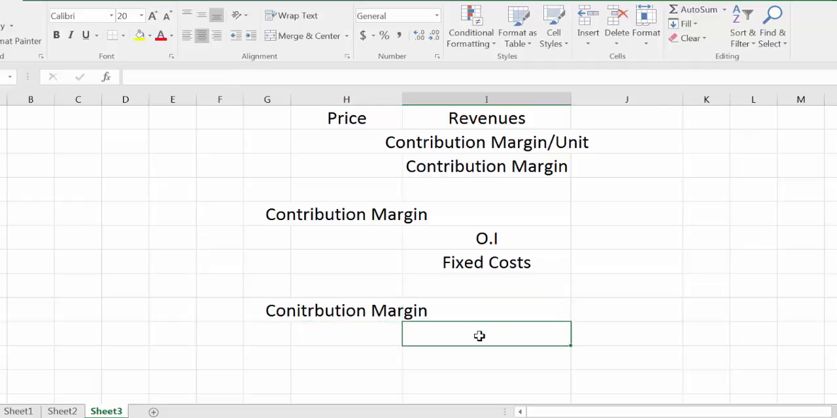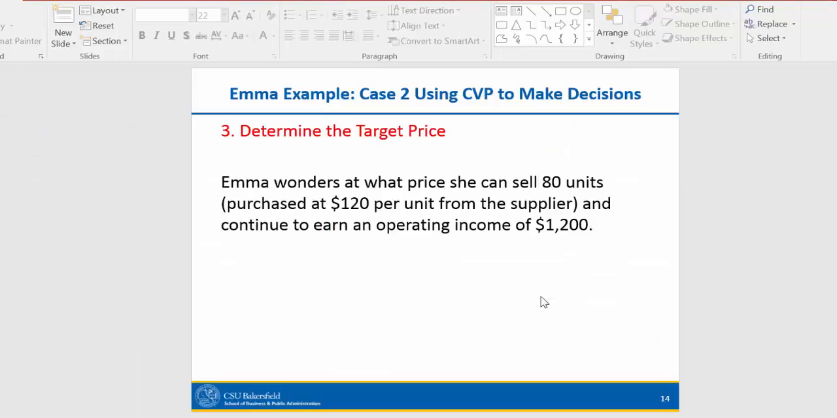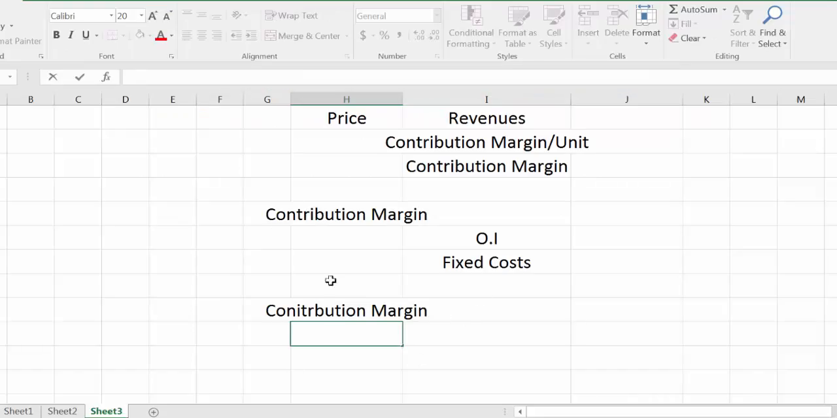Okay. For the contribution margin, what you can do is look at the question. We do know the operating income of 1,200, and also we know that the fixed cost in total, the rent for the booth, is 2,000. Therefore, the contribution margin in total is going to be 2,000 plus 1,200. So we're looking at 3,200. Okay, that's the total contribution margin.